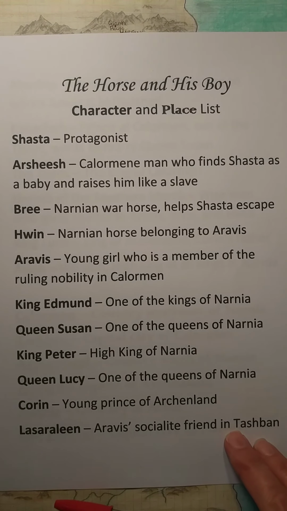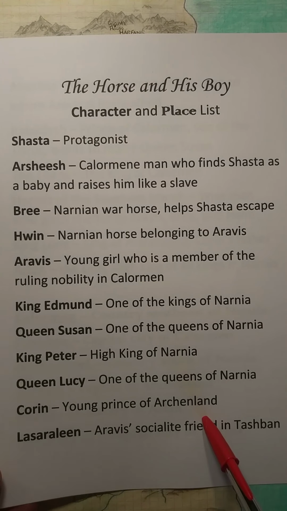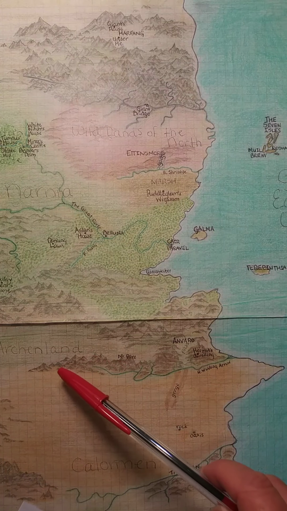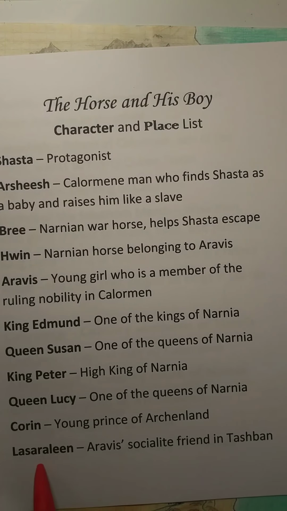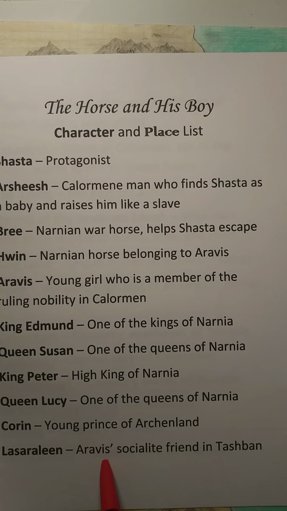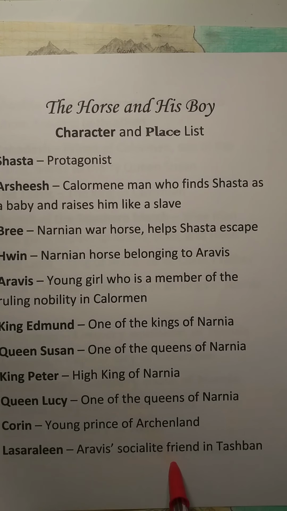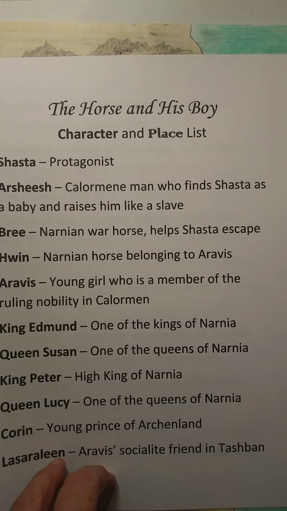Okay, then we meet Corin, who is the young prince of Archenland. Remember, Archenland is the country that's between Calormen and Narnia. All right, so then we have Lazarine. Lazarine, I pronounce that differently at times. Lazarine is Erebus's socialite friend in Tashbaan. And she actually helps her to escape, as we saw a couple chapters back.